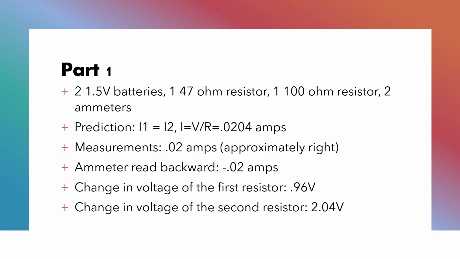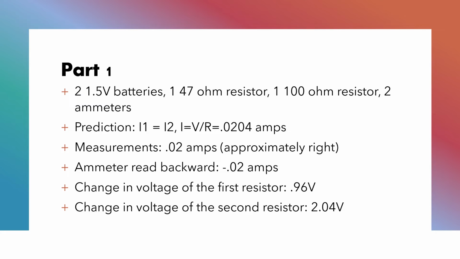In part 1, there were two 1.5 volt batteries, one 47 ohm resistor, one 100 ohm resistor, and two ammeters. The prediction was that the measurement of the first ammeter and second ammeter will be the same, and equal to 0.0204 amps found through Ohm's law. It was measured to be 0.02 amps, but that's approximately right, as it would not show more decimals. If the ammeter was read backward, it would read negative 0.02 amps.